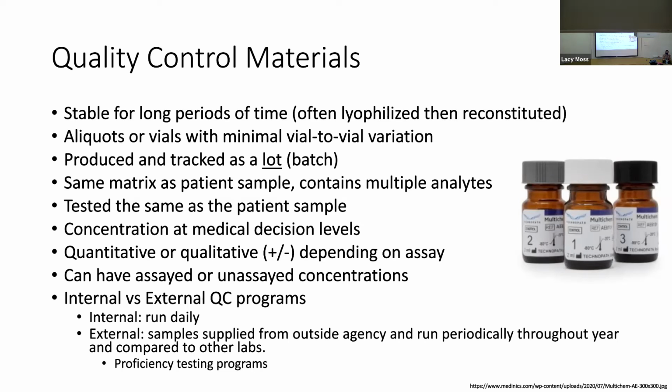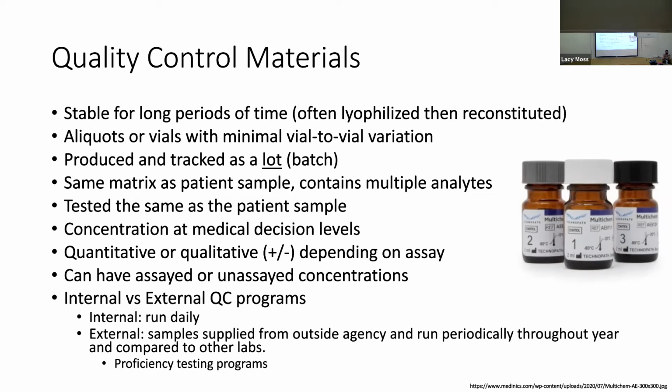It's important that it's in the same matrix as the patient sample. A matrix is basically like, if I'm going to be testing this analyte in serum, my QC material is in serum. If I'm going to be testing it in urine, the QC material is based in urine. Because there can be interferences unique to a particular matrix. So amniotic fluid, you look at an amniotic fluid matrix.